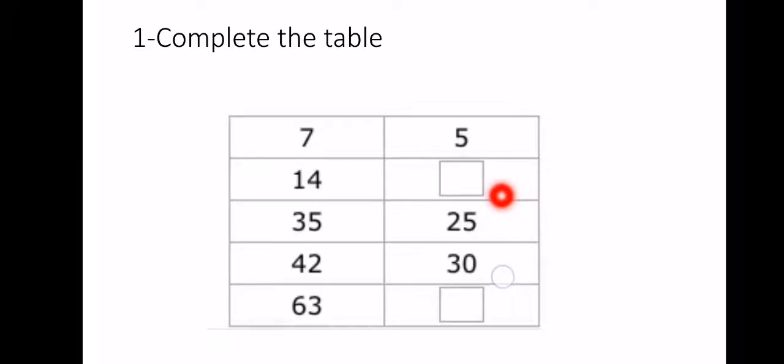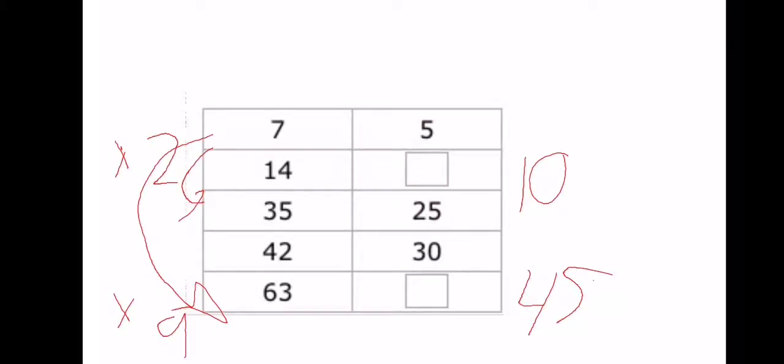Why can I use this way? Because the two ratios are equal. It means if I multiply this number here by a number to get this, I have to multiply here by the same. So 7 multiplied by 2 gives 14, and 5 multiplied by 2 will give me 10. So the missing number here is 10.